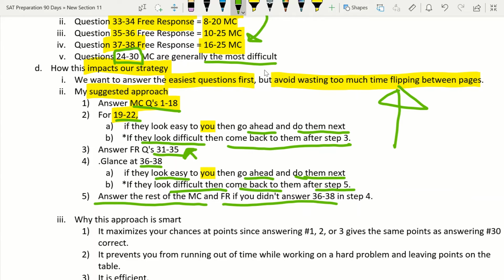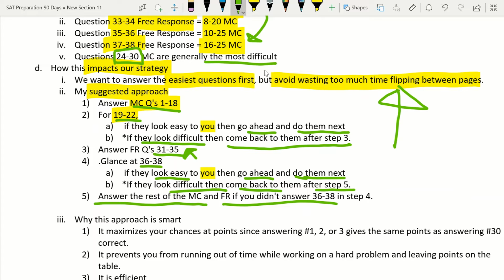Now, if you already answered 36 to 38, they looked easy to you, and you went ahead and solved them, then all you've got to do is go back and answer the rest of your multiple choice. Now, if 36 to 38 look difficult, then you're going to have to go to the multiple choice and answer as many of those as you can until it seems that the next multiple choice question would be more difficult than going back and answering 36 to 38.